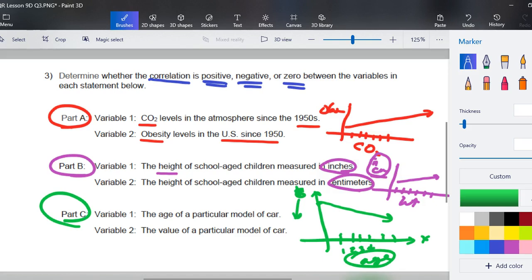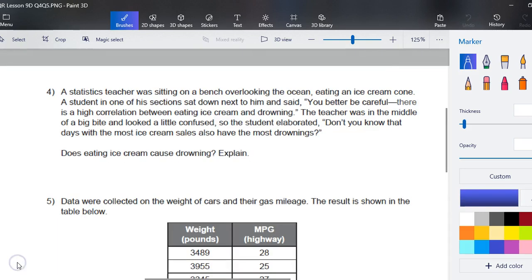It's time to hit pause again, do question 4 or questions 4 and 5, and then come back and we can work on these together.